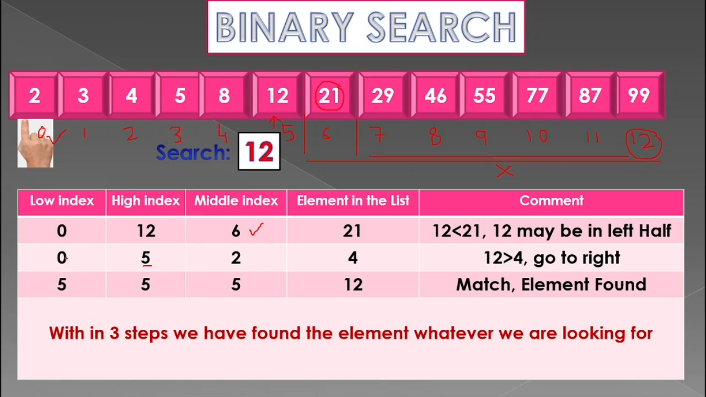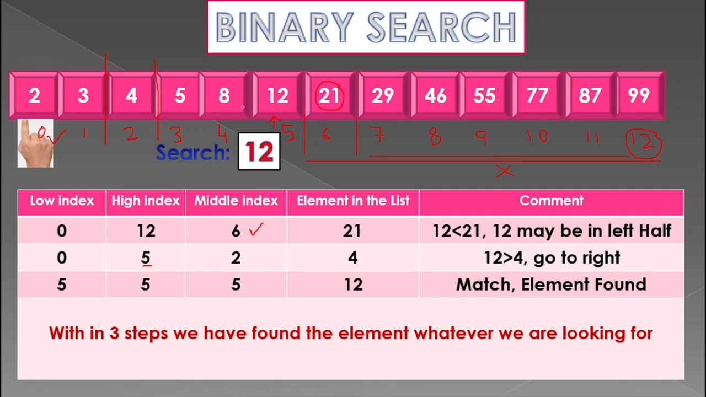Now again do the same process. What is 0 plus 5 by 2? Here the division I am talking about is integer division; no decimal points are allowed. It is 5 by 2, which is 2. Actually, if I perform real division it is 2.5, but I am taking only the integer part, so it is 2. And what's there at the second index? The available element is 4. Now compare this 12 with 4. 12 is greater than 4.